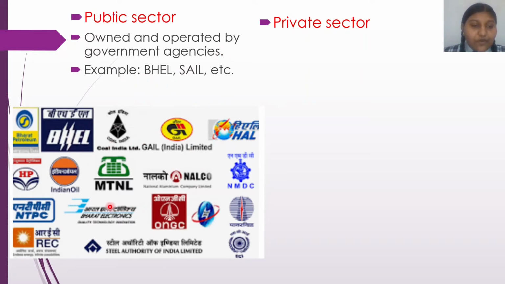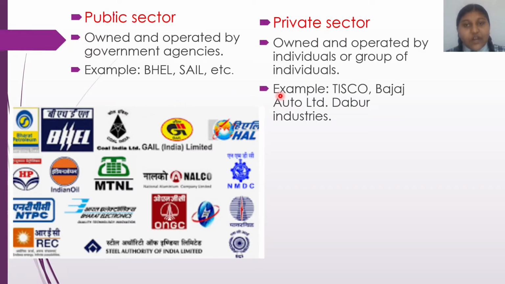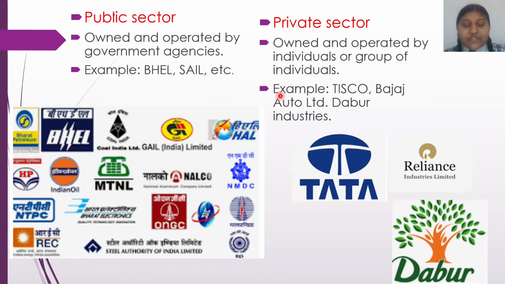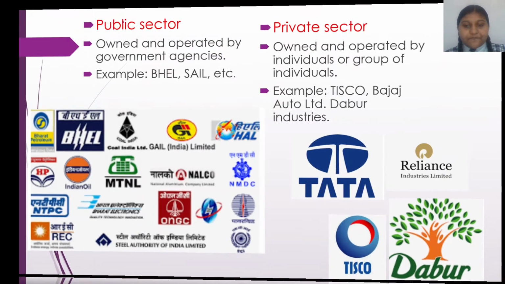And here are some of the other examples of public sector. Private sector is owned and operated by individuals or group of individuals. Example: Tisco, Bajaj Auto Limited, Tower Industries, and etc. come under the private sector.